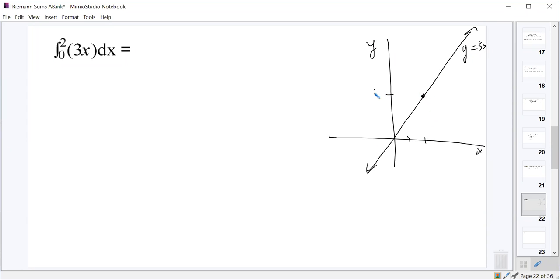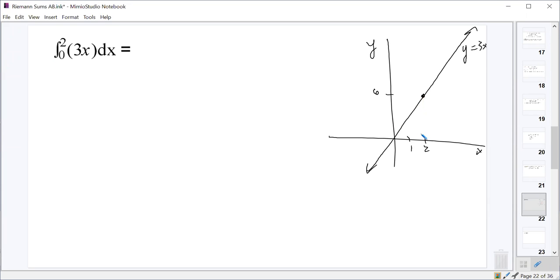So this must be 6 units up, right? If this is 1, 2, this is 3x, so that must be 6. Everybody good with that and agree with that? Yes. So what we're looking for then is just the area of, in this case, this triangle. True?